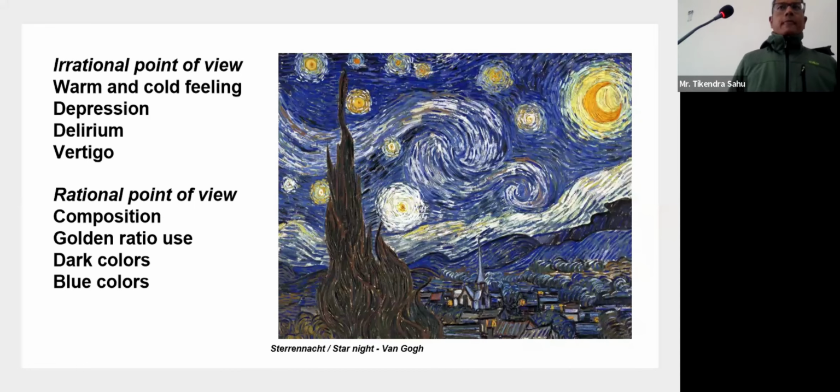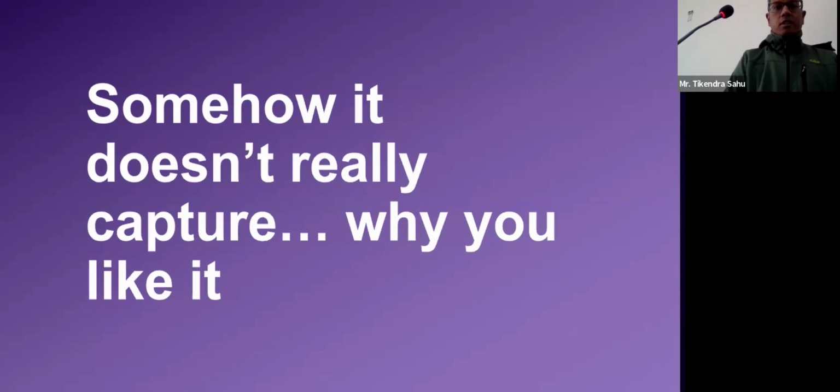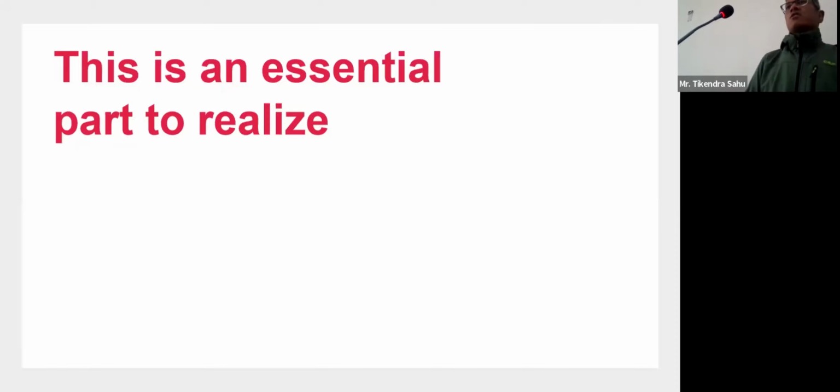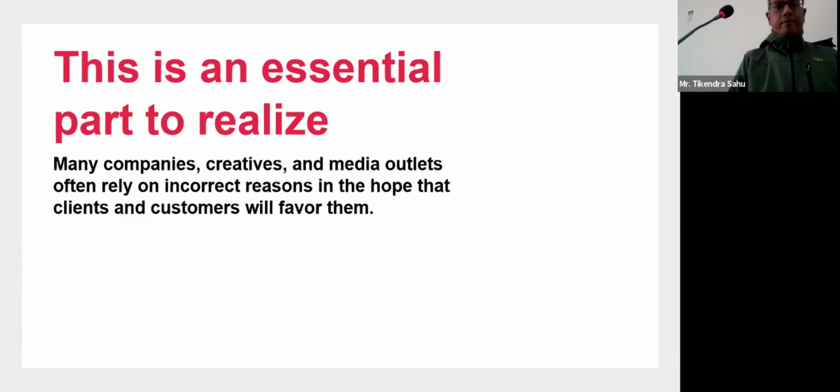blue colors. So you see two different things in how you approach a painting, or falling in love with someone. Somehow the rational view doesn't really capture why you like it. We want to make it rational, but we can't. So this is an essential part to realize. When you're in love with someone, like the music I showed you, or the football teams you like, a lot of people can't really describe why you love it. It is a sense, it is a feeling.